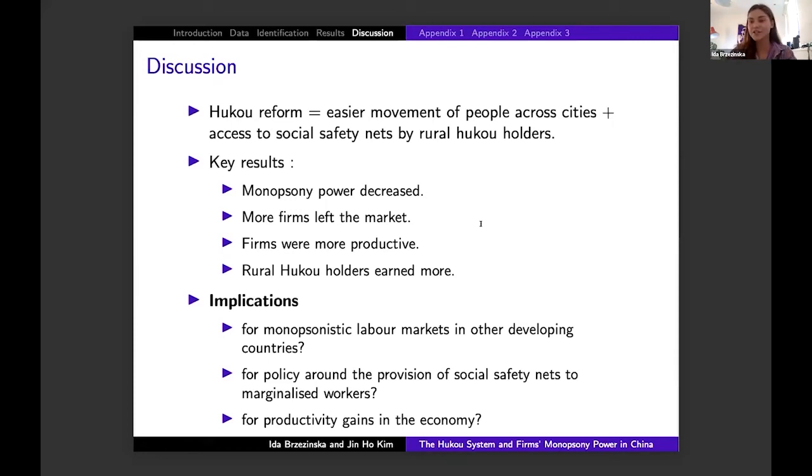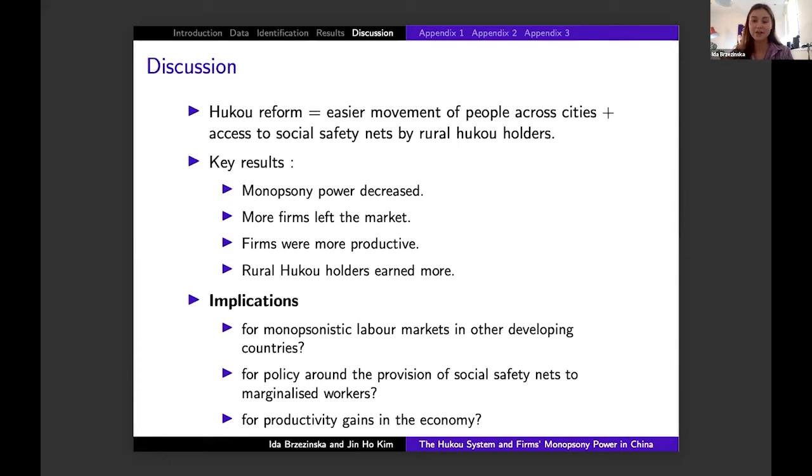And the implications, I guess there's a growing recognition that labor markets could be monopsonistic in developing countries. So any research going into other developing country contexts would be useful, as well as identifying the factors that can influence it. And I guess how should we be thinking about the provision of social safety nets? In particular, if there is a group of marginalized workers, in our case, this was the rural Hukou holders, we could easily imagine them to be other socioeconomic groups. So women, international migrants as well.